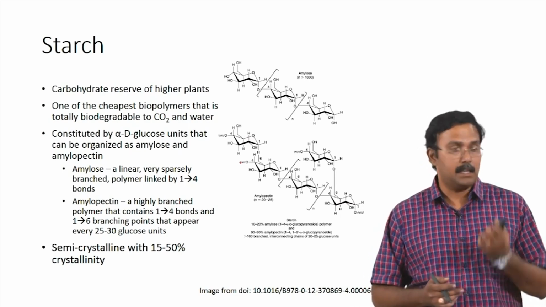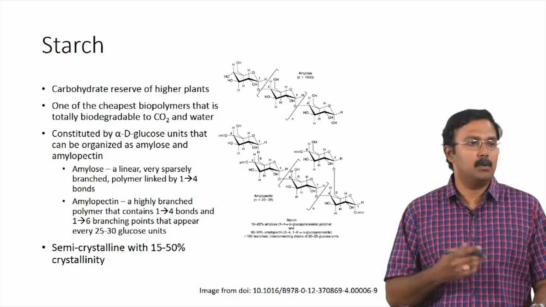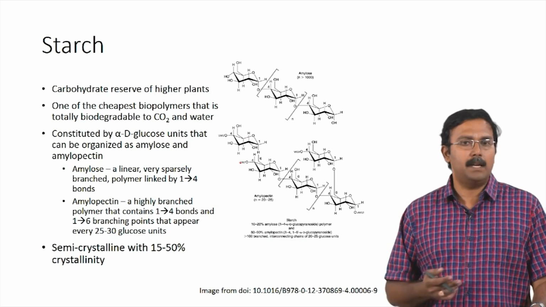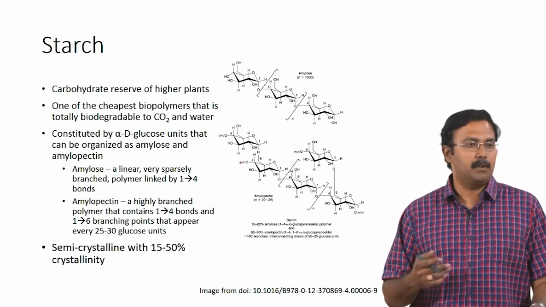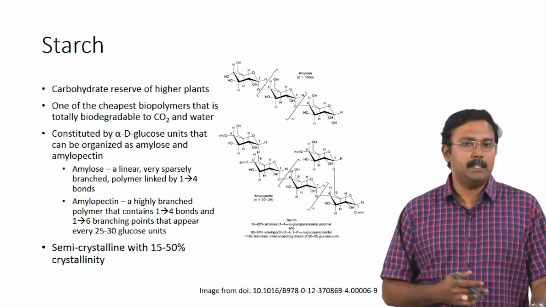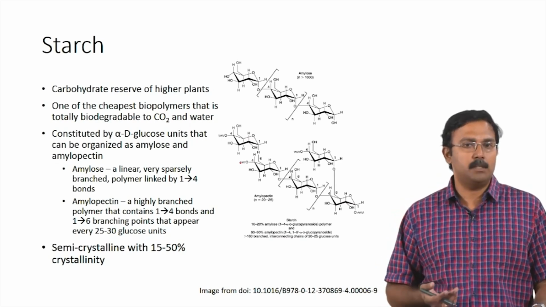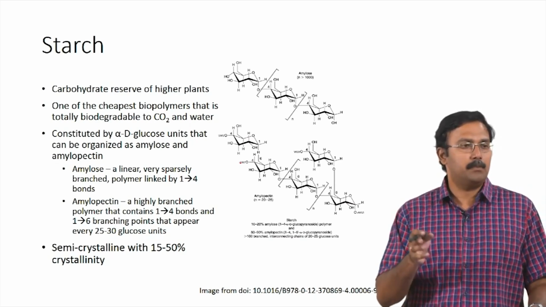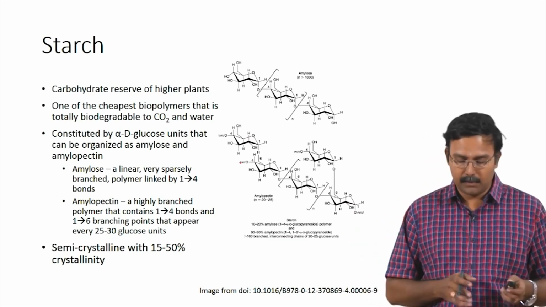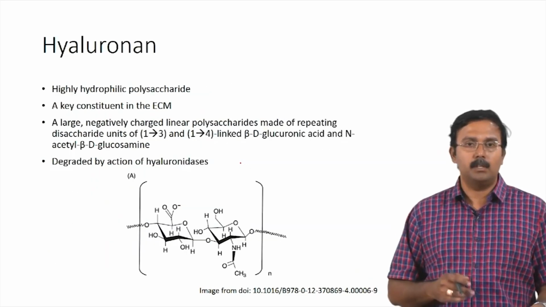It basically contains alpha D glucose units that can be organized as amylose and amylopectin. Amylose is a linear very sparsely branched polymer which is linked by 1,4 glycosidic bonds, and you have amylopectin which is a highly branched polymer that contains 1,4 bonds and 1,6 branching points, and it appears for every 25 to 30 glucose units. So, because of this the structure itself is reasonably branched when you are talking about starch.